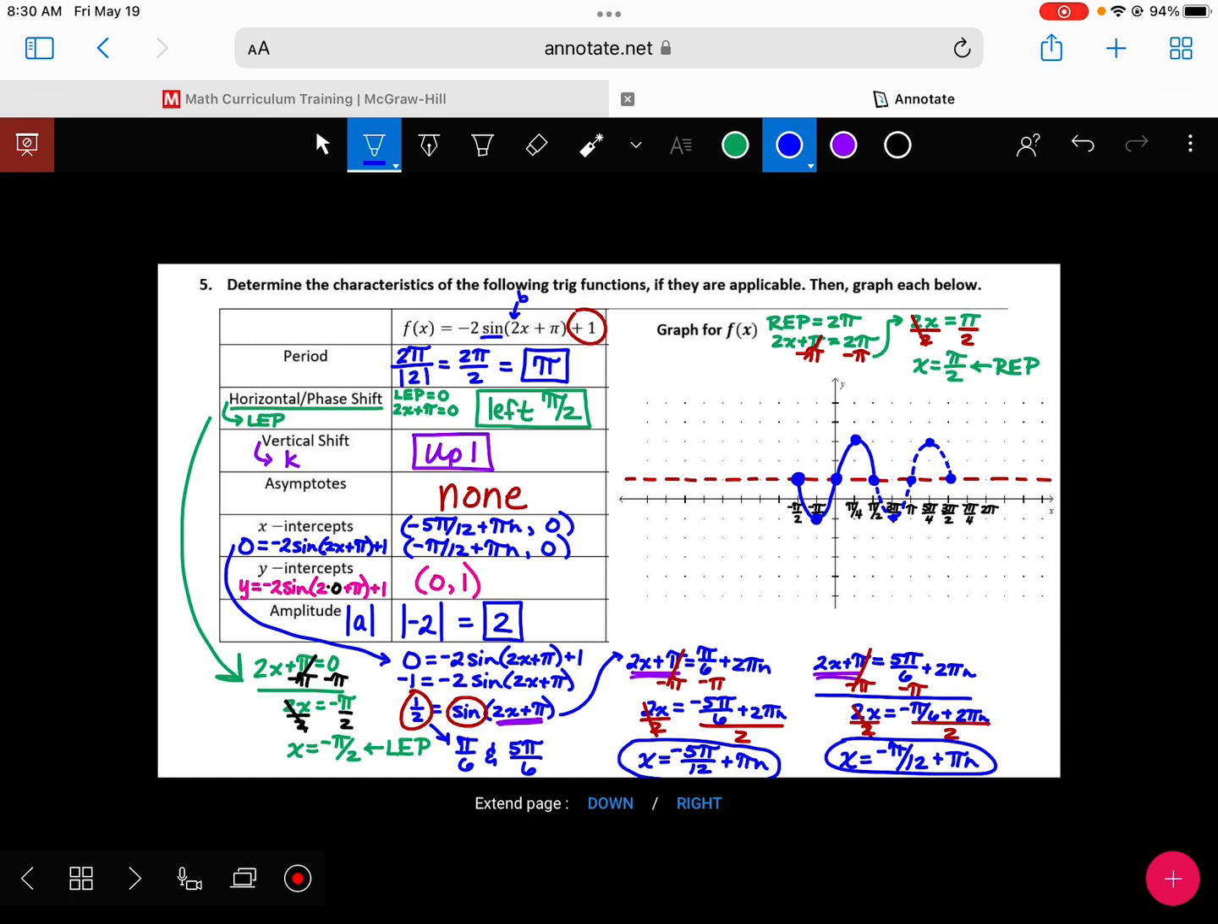Do you guys want to do the cosine graph, the g of x? Cosine is 2 pi, right? And then tan is pi. Yes, for the parent, yes.